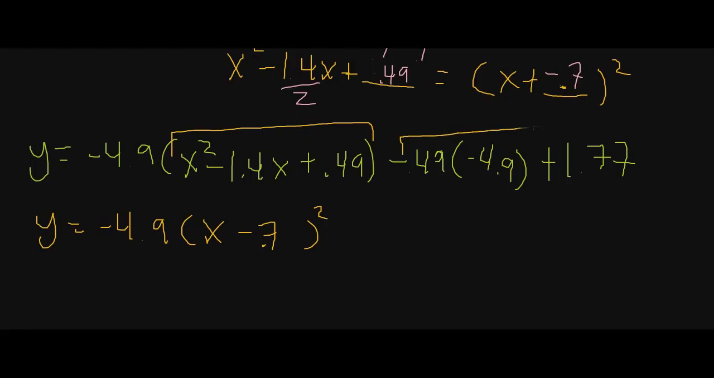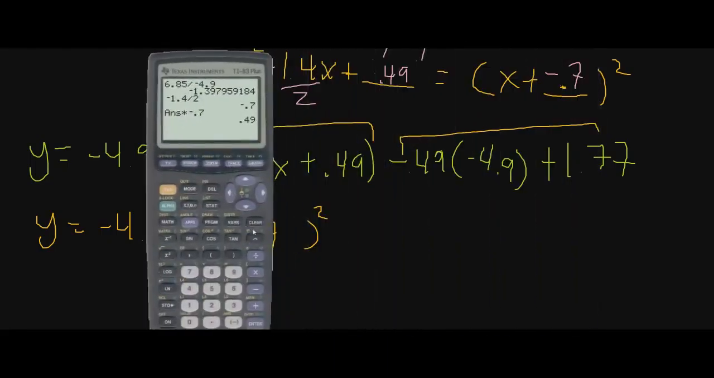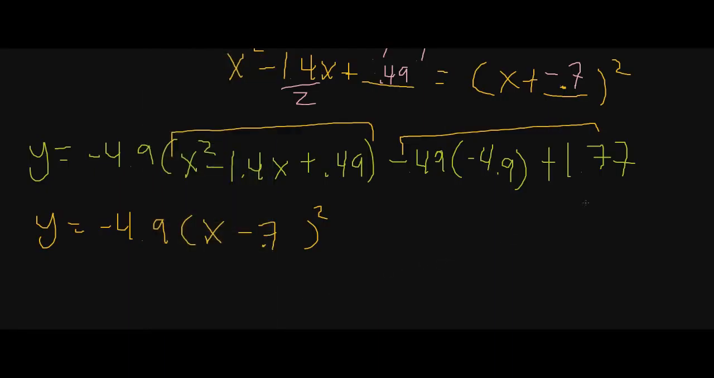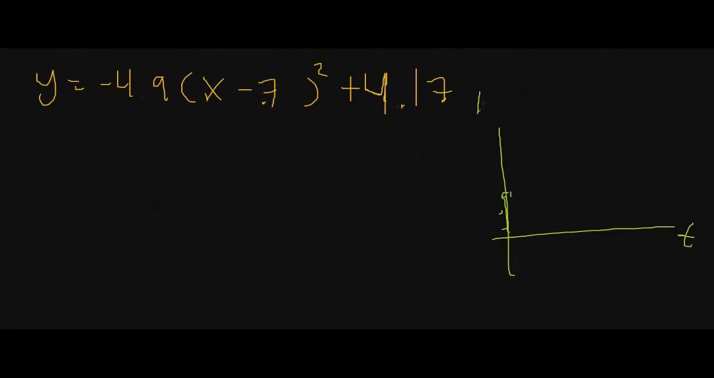All right, and now we just need to simplify this entire thing here, right? So I'll just go ahead and simplify that on my calculator. We're going to get negative 0.49 times negative 4.9, right? And then we're adding the 1.77. And we get 4.171. So plus 4.17. I'll just go ahead and write it like that.